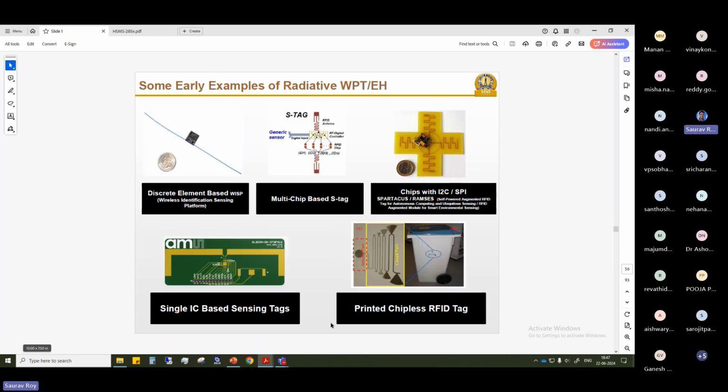So these are the different circuits already available in the literature or commercially, which are used for wireless power transfer or energy harvesting. Okay.